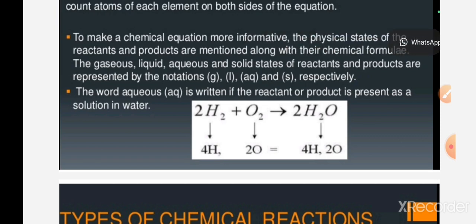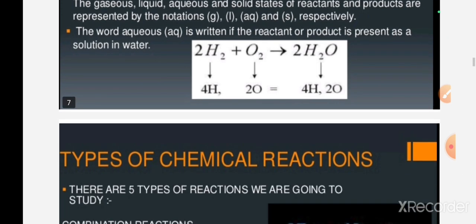Example: gaseous, G is denoted; liquid, L is denoted; aqueous, AQ is denoted; and solid, S is denoted. The word aqueous, AQ, is written if the reactant or product is present as a solution in water.